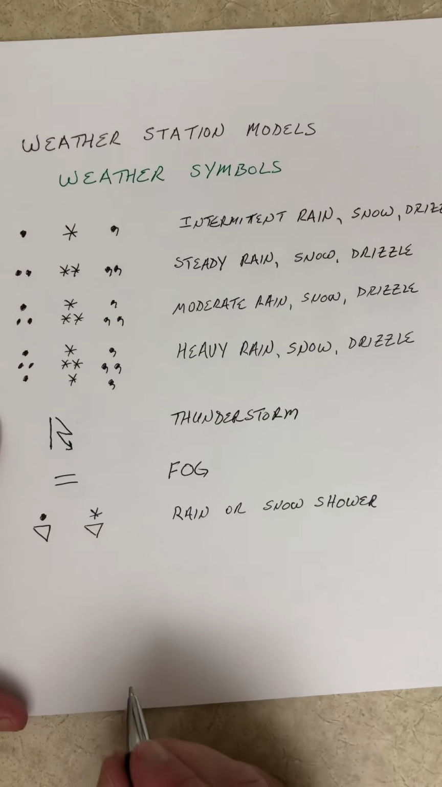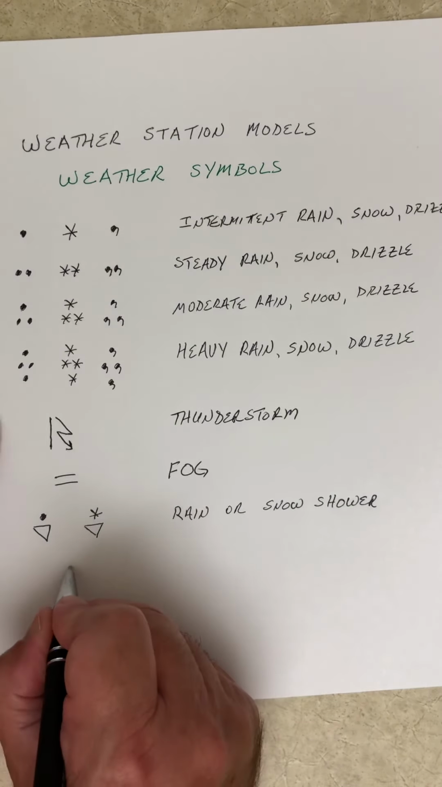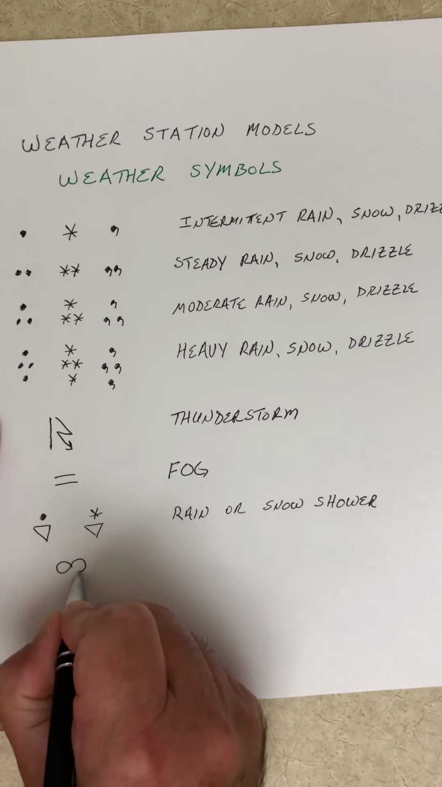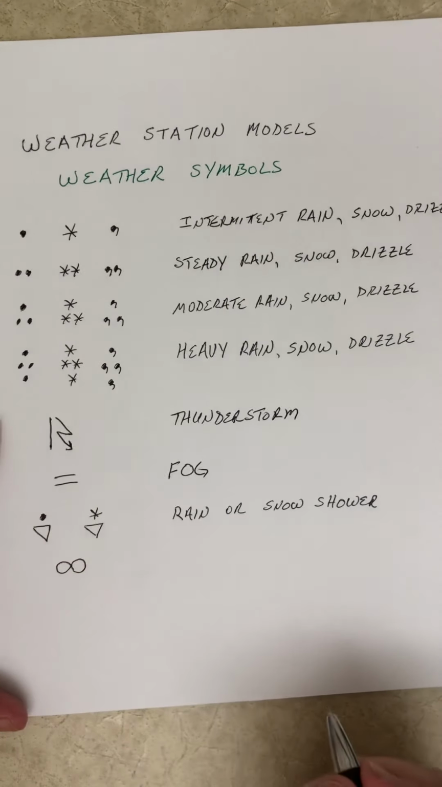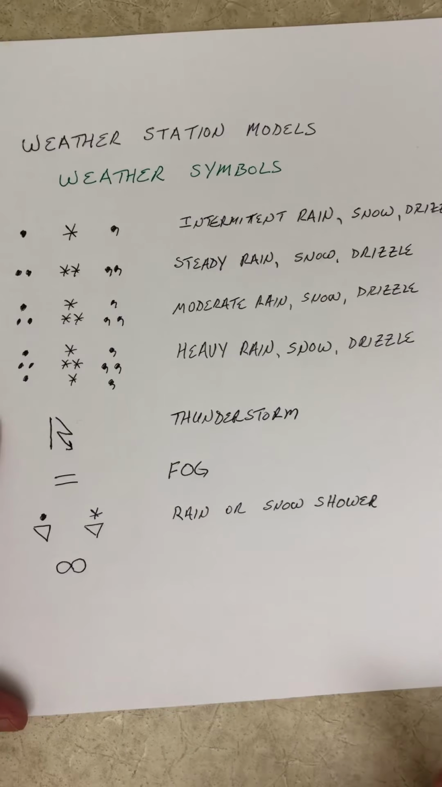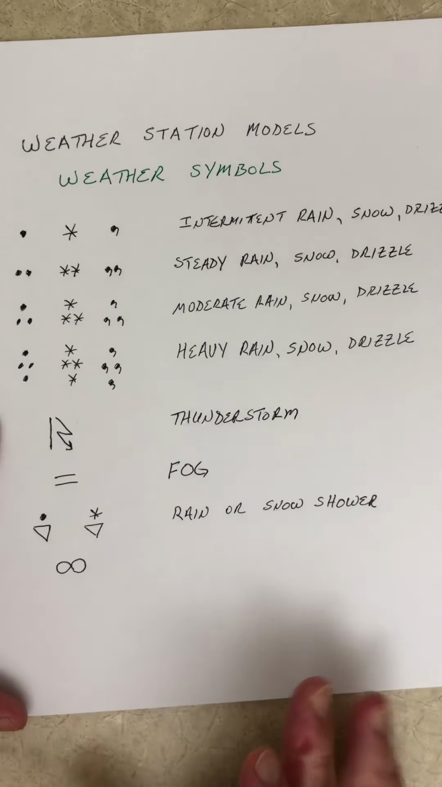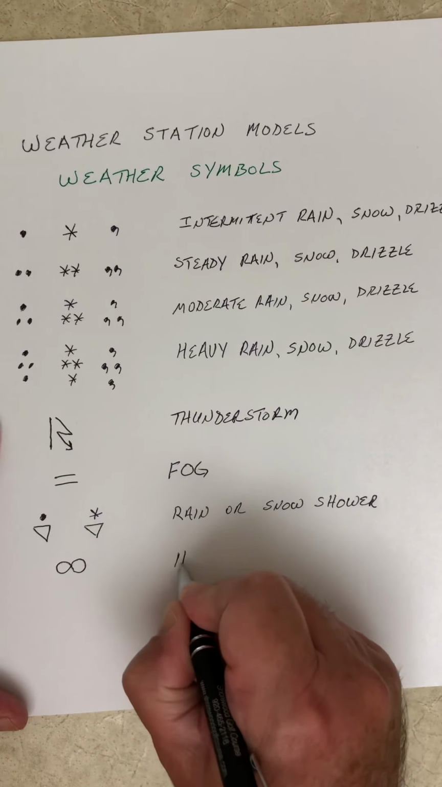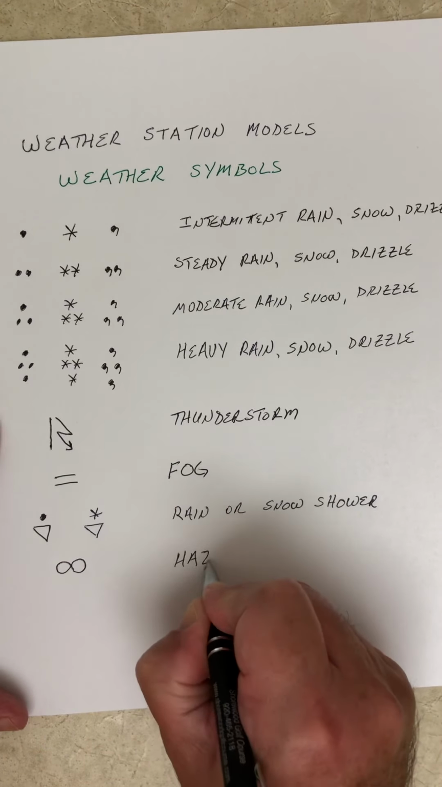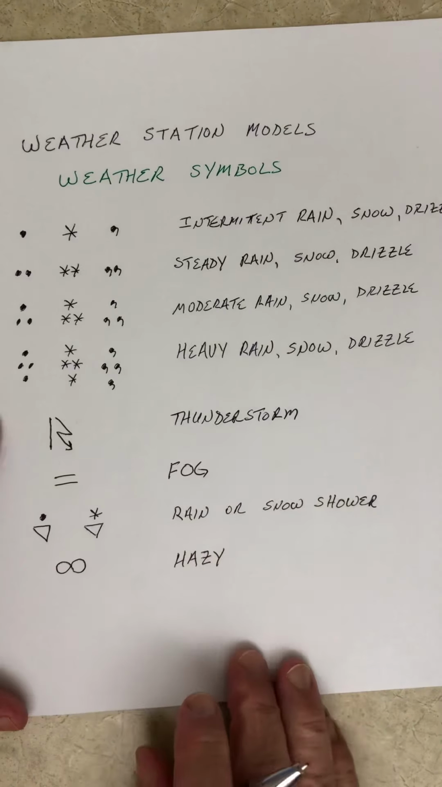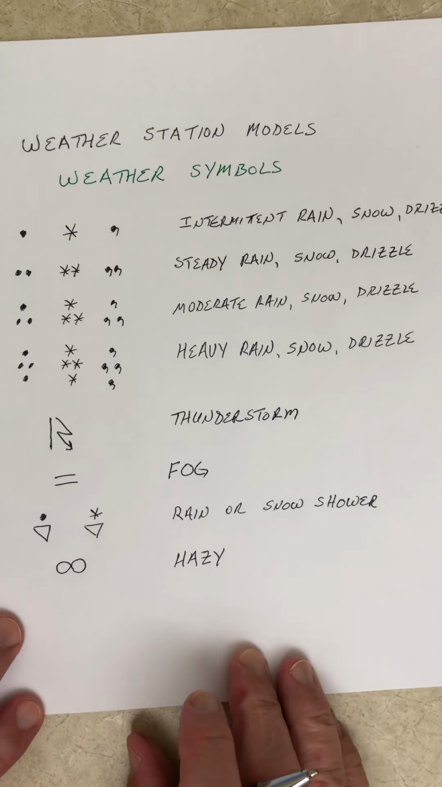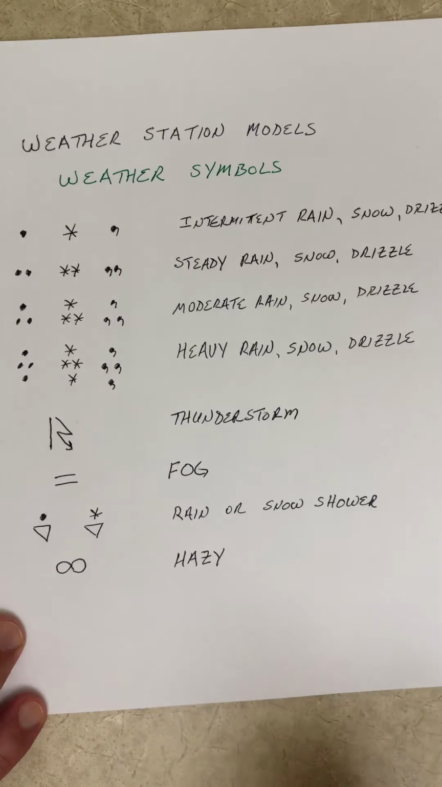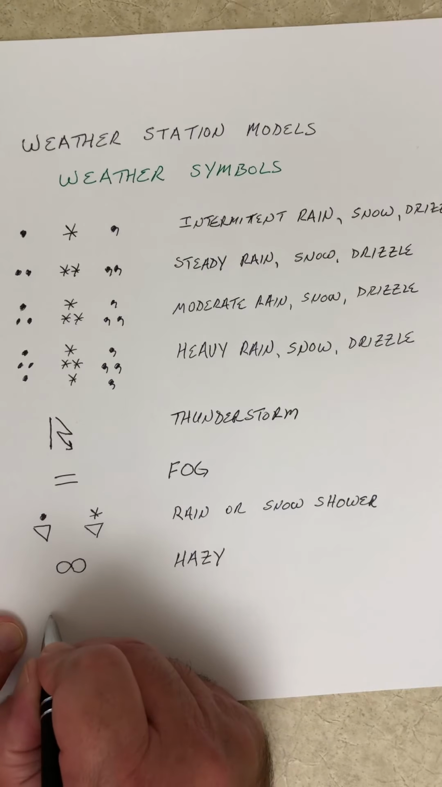One of the less intuitive symbols is the infinity sign. You would think an infinity sign means I can see forever. It's completely the opposite, though. An infinity sign is actually the symbol for a hazy sky, so you can't see very far at all. Very counterintuitive. And then the last one will cover the worst weather ever invented.